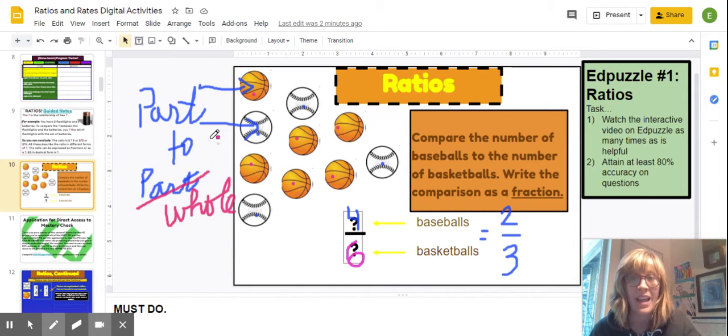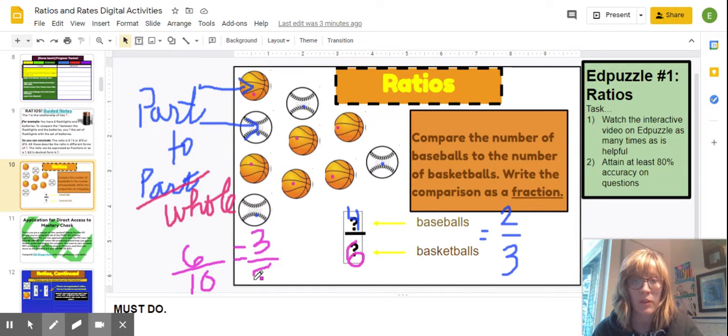In that case, there are still 1, 2, 3, 4, 5, 6 basketballs. But this time we want to say out of the whole, which is 1, 2, 3, 4, 5, 6, 7, 8, 9, 10 total balls. So this is a part to whole relationship. Again, it can be reduced or simplified. They're both even, so we could cut them both in half, a 3/5 ratio.